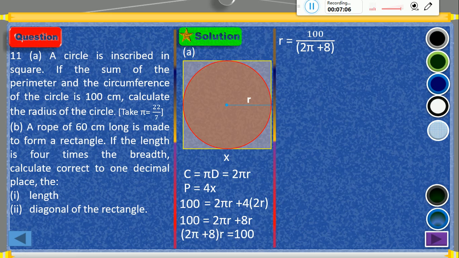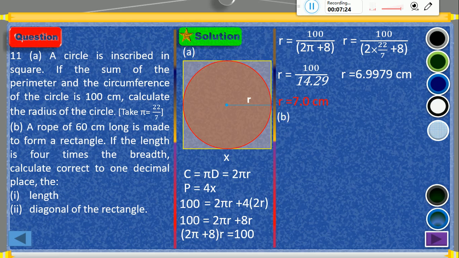So r is equal to 100 divided by 2 pi plus 8. Substitute 22/7 in place of pi. R will give us that. Use your calculator to evaluate that. R will give us 6.9979 centimeters, which can be rounded up to 7.0 centimeters.